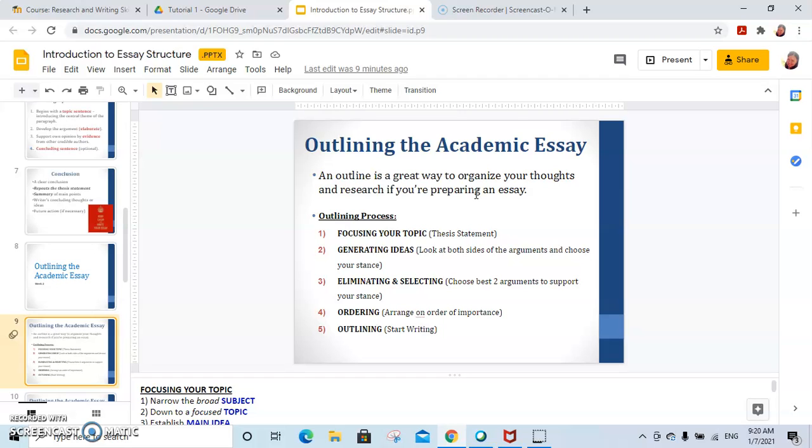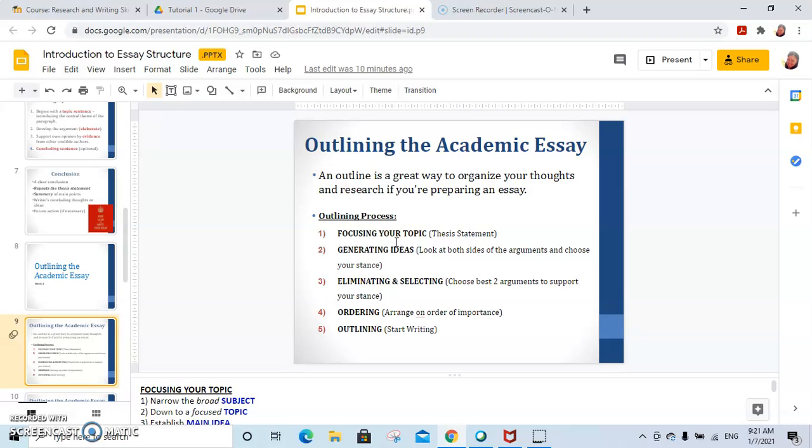And while we go through this, do remember that the format that we are discussing for the outlining of the academic essay for this lecture is similar to the essay format of your first assessment. Okay, so the outlining process comes in 3 stages. The first stage is to focus on your topic.